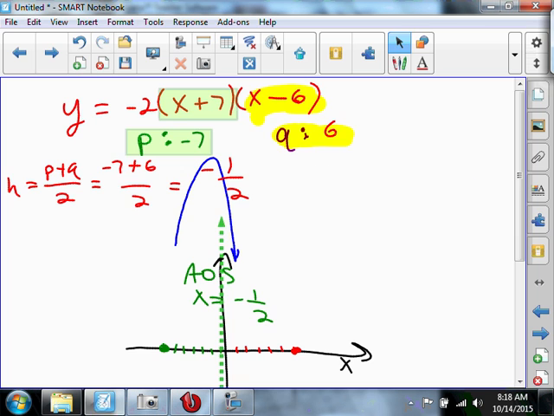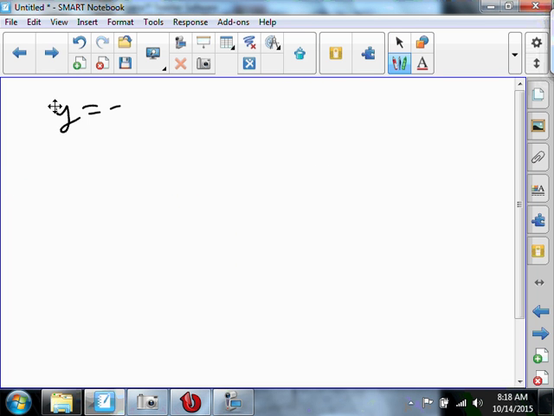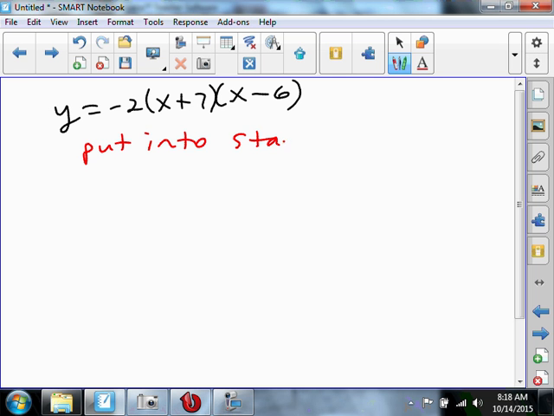So I guess what I'm kind of getting at is this. We had y equals -2 times x plus 7 times x minus 6. Let's see if we can't do this. Let's see if we can't put this into standard form.